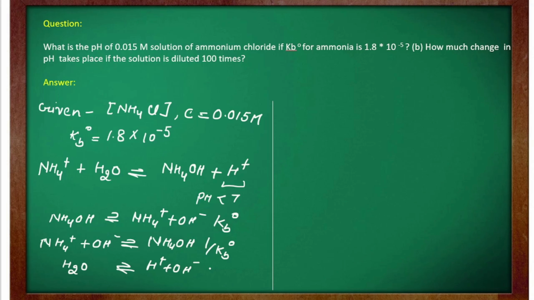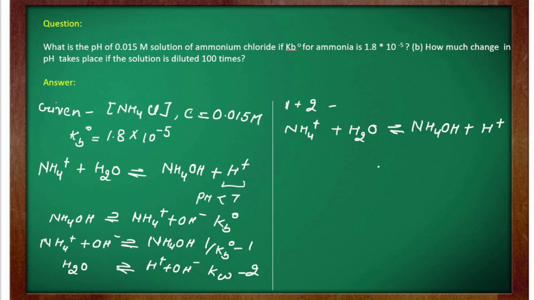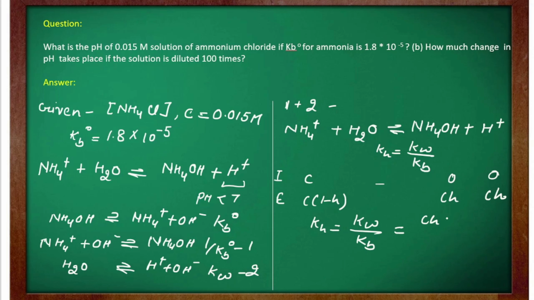At equilibrium, ammonium ion concentration is C multiplied by 1 minus degree of hydrolysis, ammonium hydroxide is concentration of salt multiplied by degree of hydrolysis. Hydrogen ion is concentration of salt multiplied by degree of hydrolysis. Dissociation constant of hydrolysis is equal to Ch squared divided by C multiplied by 1 minus degree of hydrolysis.